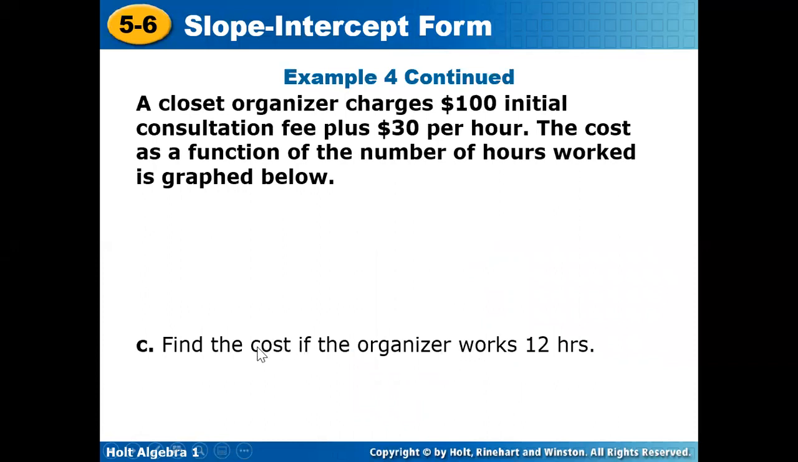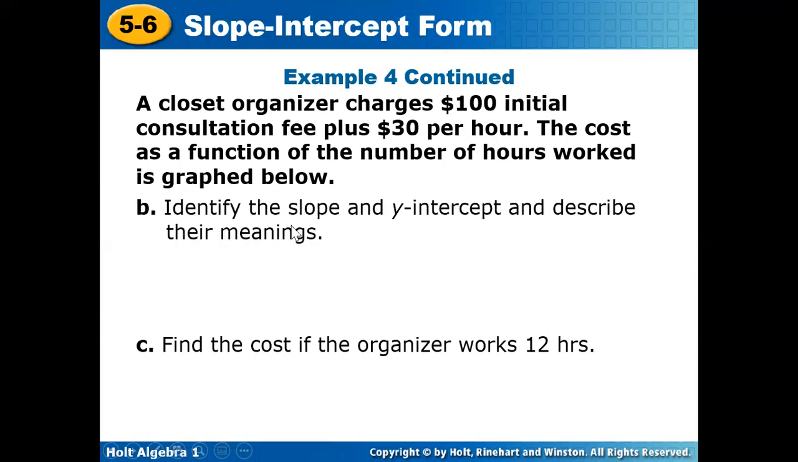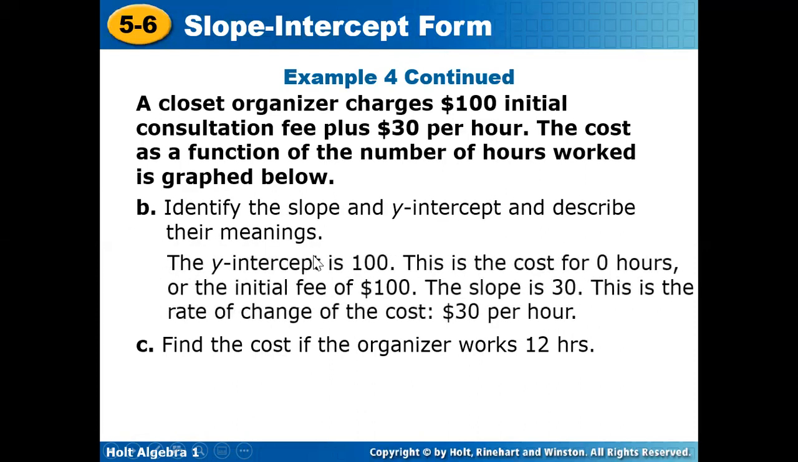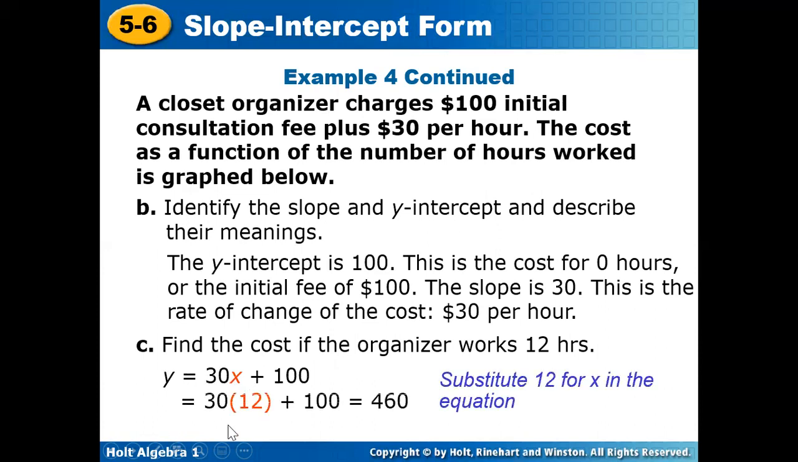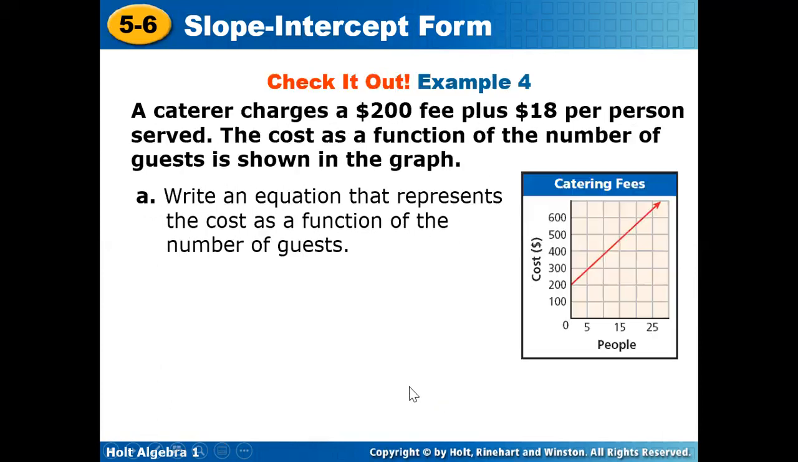Now, as an additional part of the question, let's identify the slope and the y-intercept. Y-intercept is 100. That is the cost for 0 hours because the x coordinate is 0. So it's 0 hours worked. The slope is 30, and that is the rate of change. It is $30 per hour. If the organizer works 12 hours, which means that's going to be your x coordinate, plug it in for x. 30 times 12 plus 100 equals 460. That is $460. All right, try this one on your own. Pause the video and try this one.